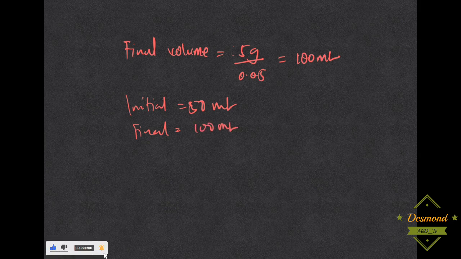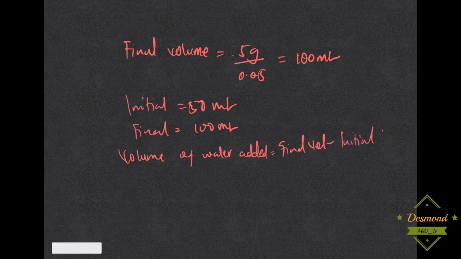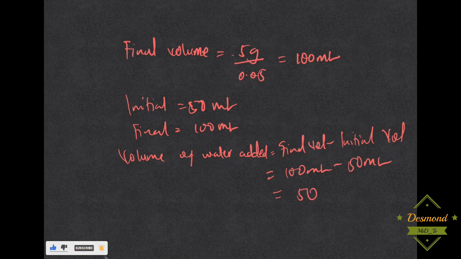So the volume of water added will be equal to the final volume minus the initial volume. When you do it, we have 100 ml minus 50 ml, and you should get 50 ml. So you need to add 50 ml of water to the solution to achieve the desired concentration. Very, very simple.